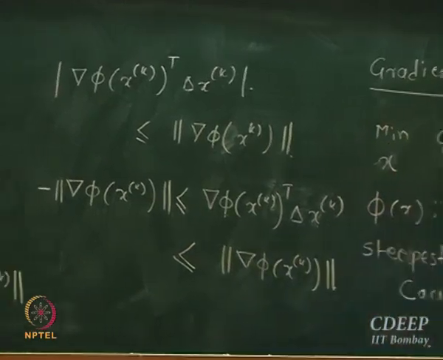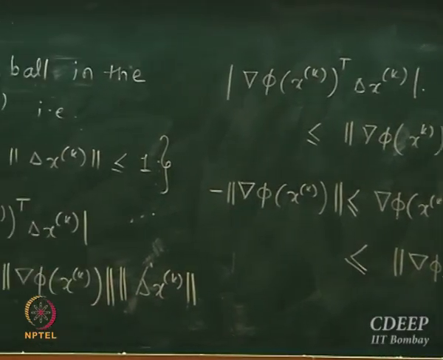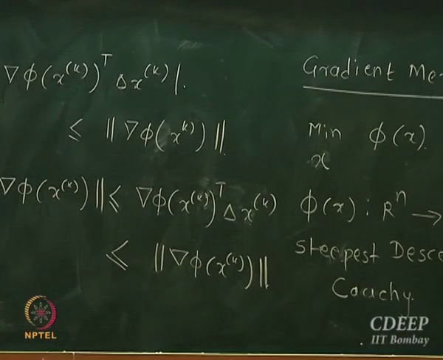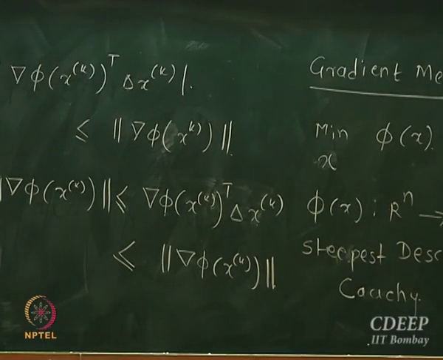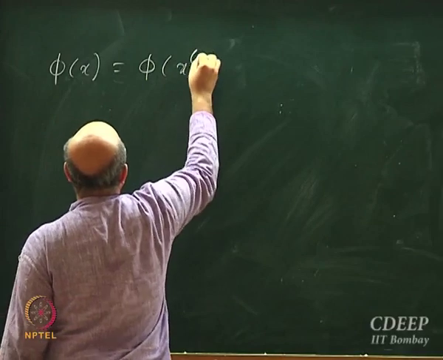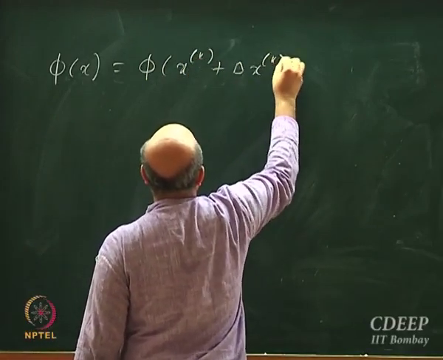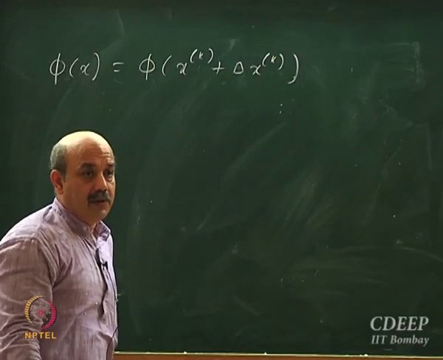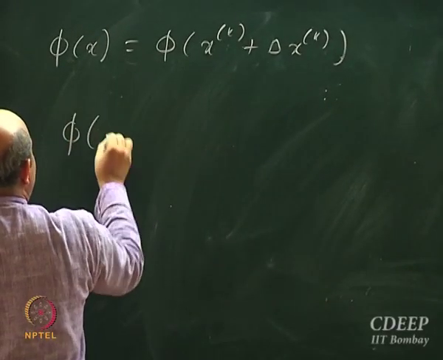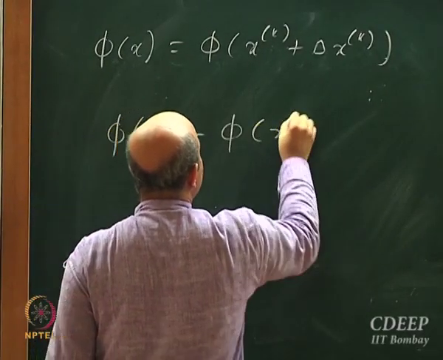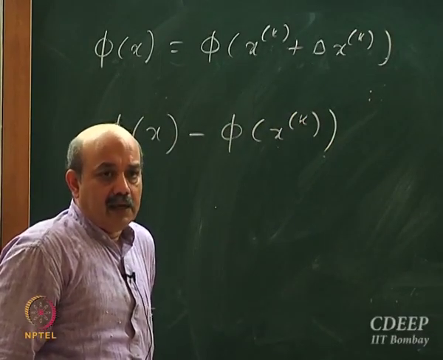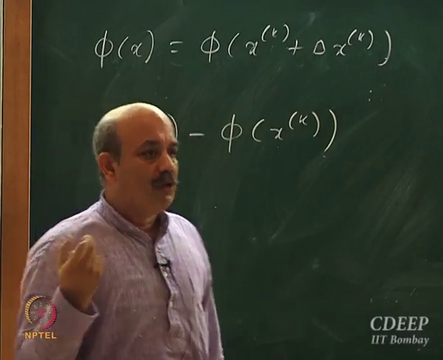Now why am I worried about this? Okay, let's go back and look here. Let's retain this figure. See, this phi x, which is written as phi xk plus delta xk, right? I have written it like this. And actually, I am worried about how this function behaves, phi x minus phi xk. I want to go to a new value x from xk.